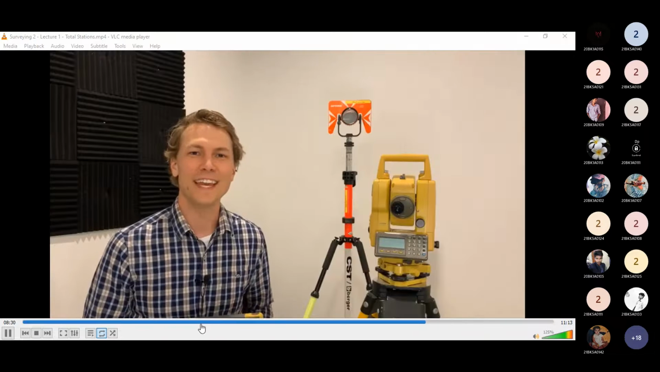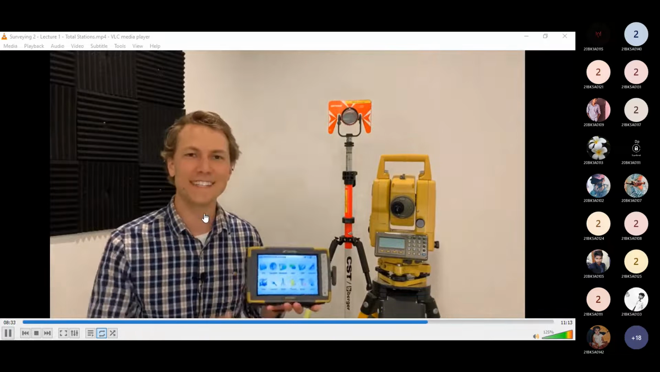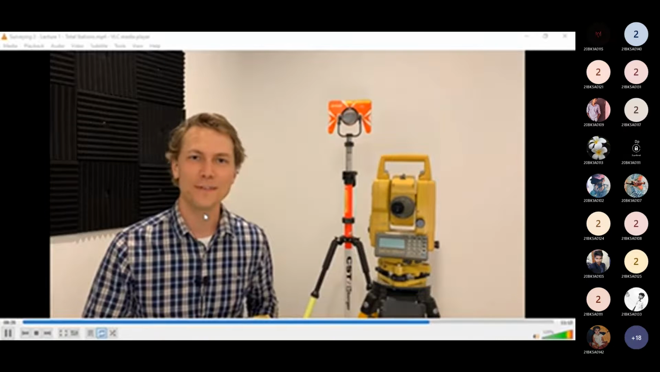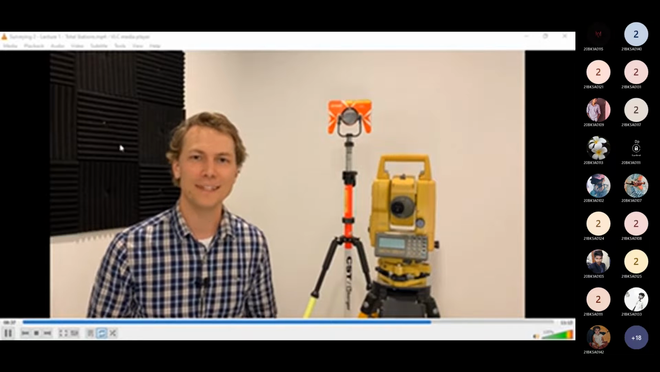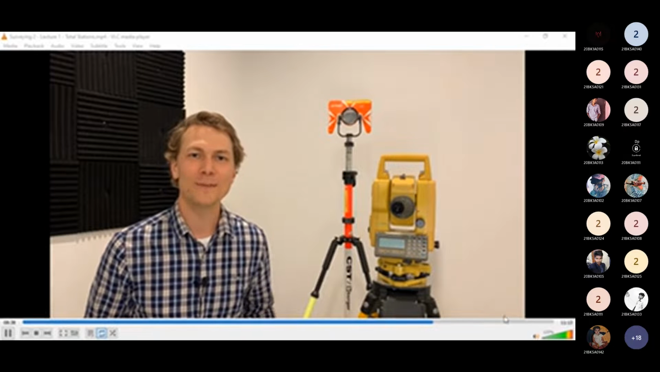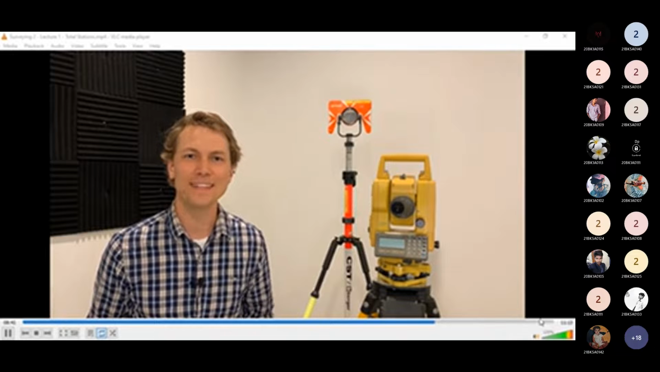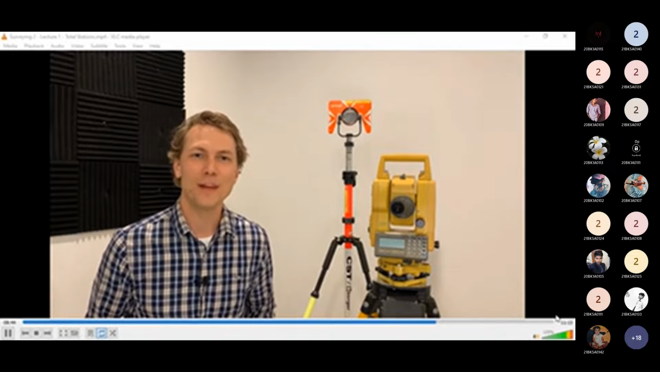A data collector is a handheld computer that looks something like this. The most important part for surveying is the software called Magnet Field. This software is what allows us to enhance and digitize our surveys. So what can Magnet do?